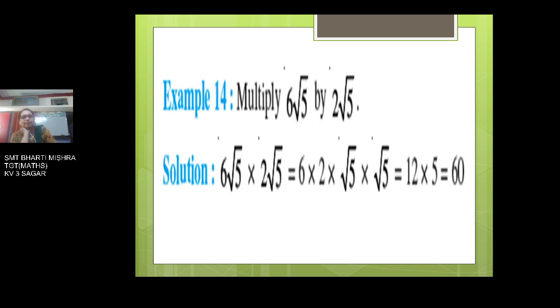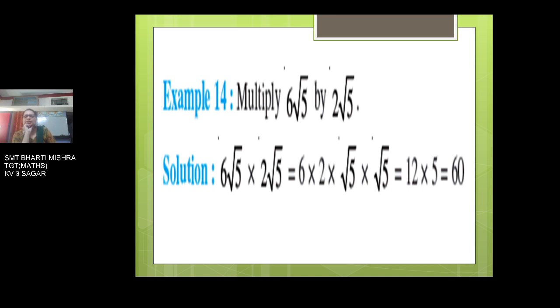Let's take an example of multiplication. Previously we considered addition and subtraction, and here we have multiplication. We want to multiply 6 root 5 by 2 root 5. So the procedure is in this way. In the first step, we take root 5 and root 5 together and 6 and 2 together. So we have the irrational numbers multiplied together, and the rationals 6 and 2 together, and all will be multiplied at a time.